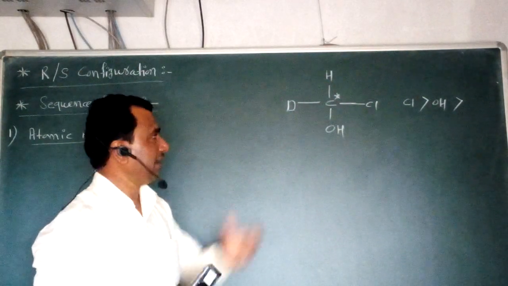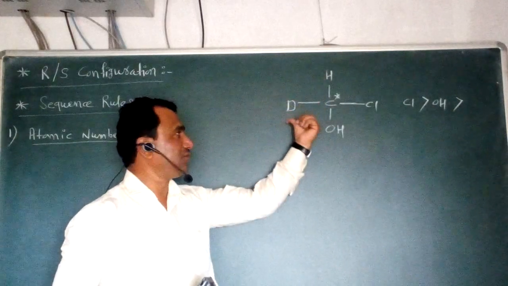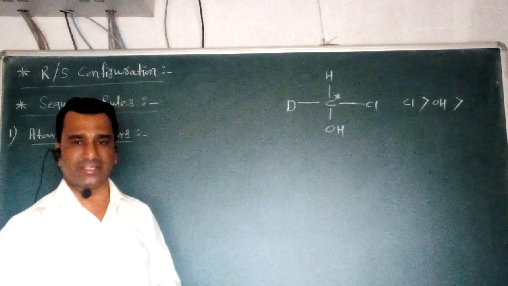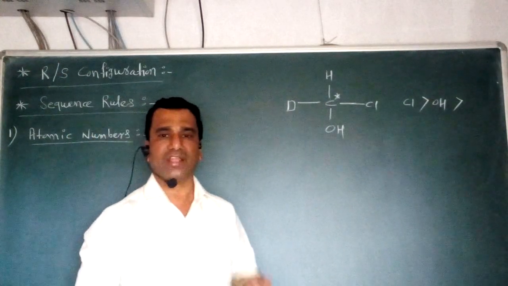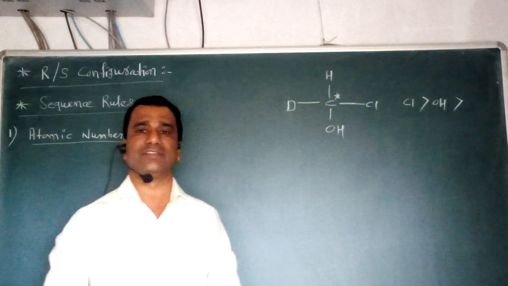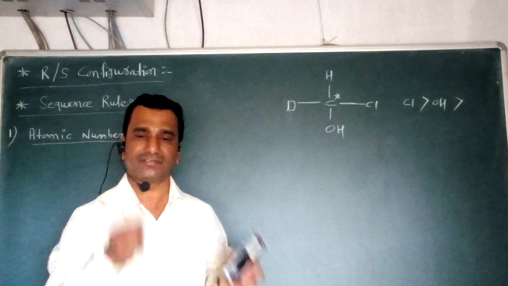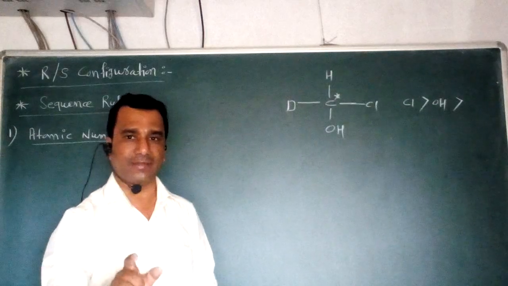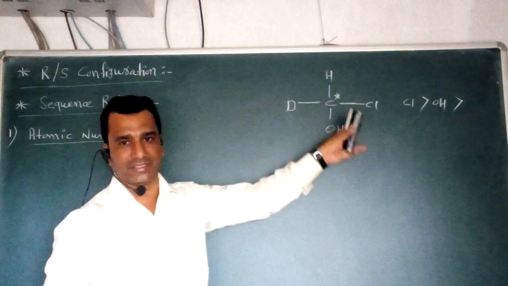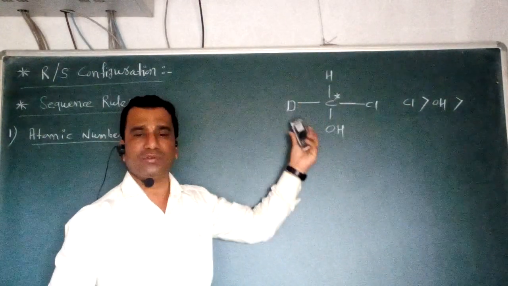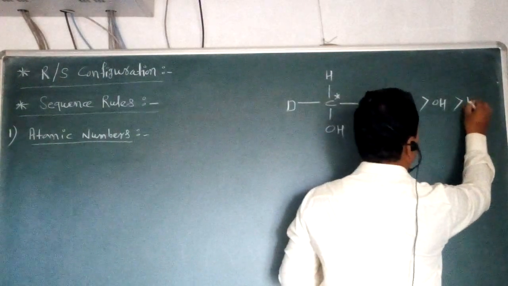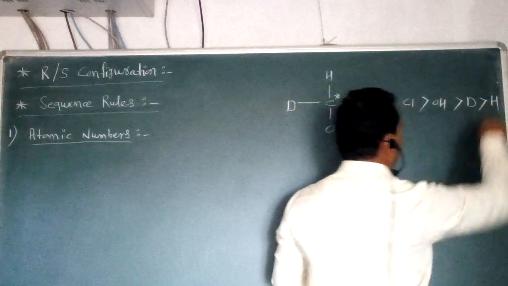Now, in this case, hydrogen and deuterium are isotopes of each other. These isotopes have the same atomic number. So when two atoms have the same atomic number but different mass numbers, we have to assign the higher priority to the atom having the higher mass number. As compared to hydrogen, deuterium has the higher mass number. That's why deuterium has more priority than the hydrogen atom.